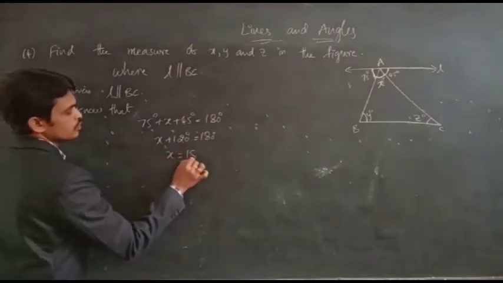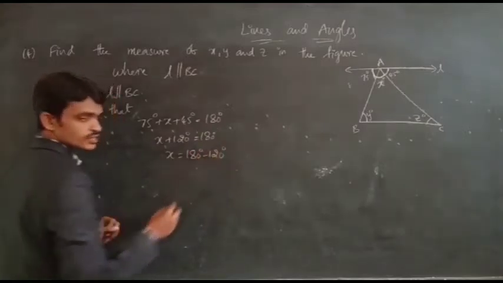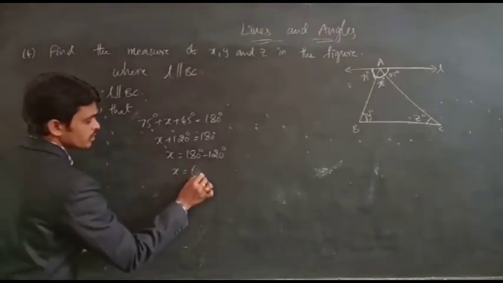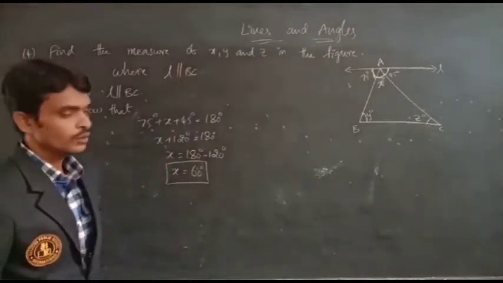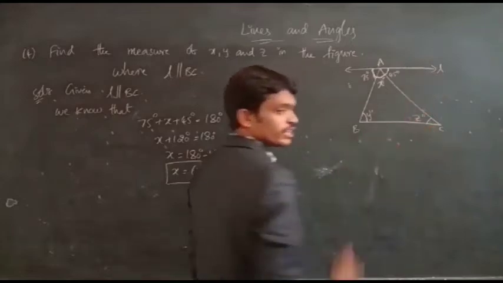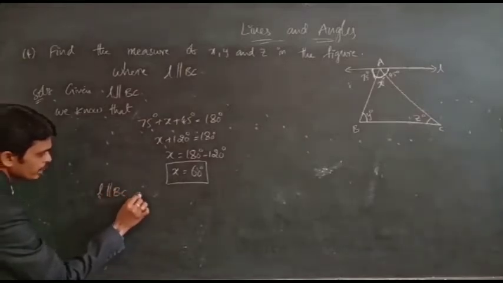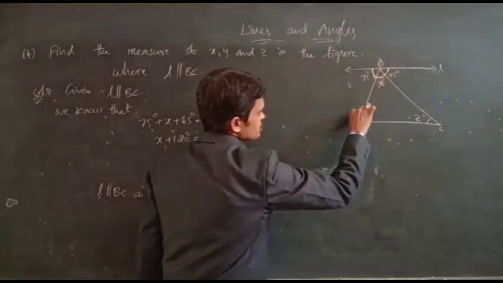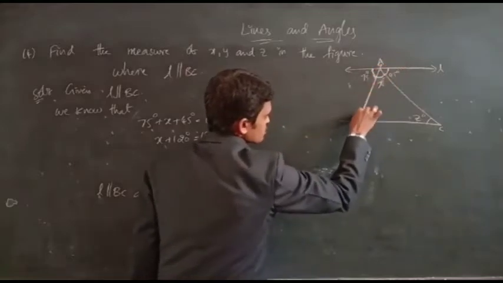Now x is equal to 180 minus 120, transposing 120 to the other side it becomes minus 120. Then x is equal to 180 minus 120, which is how much? 60 degrees. So the first value, x, we got. Now here already we know that L is parallel to BC. So here L is parallel to BC and I am taking AB as a transversal line.